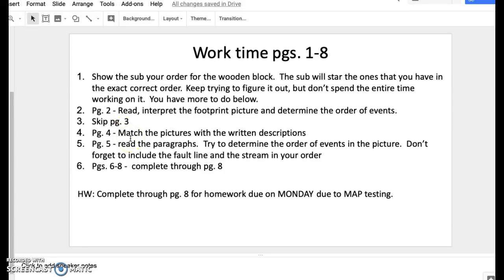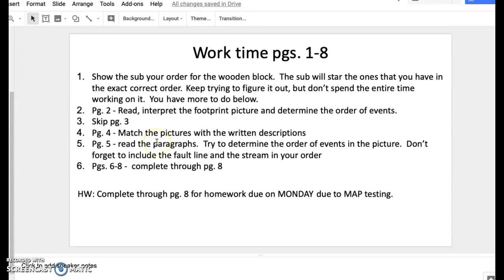On page 4, you're going to see 6 images and then 6 written descriptions below. I'd like you to try to match them together. Now, if you look at page 5, there's 2 paragraphs at the top to read. I'd like you to try to determine the order of events in the picture. Please don't forget to include the fault line and the stream in your order. Okay, try your best to do this. This can get a little bit tricky. I will make sure that all of you know how to do this image when I see you next in class on Monday, but give it your best try.